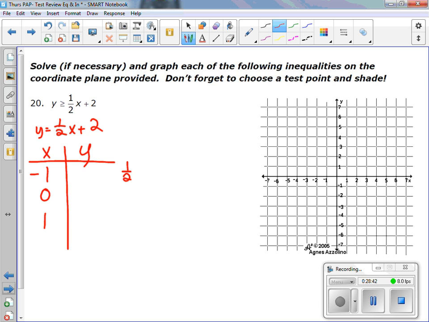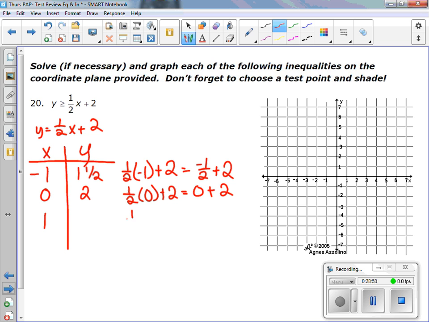So 1/2 times -1 plus 2. Well, that's -1/2 plus 2, which gives me positive 1.5. 1/2 times 0 plus 2 is 0 plus 2, which is just 2. 1/2 times 1 plus 2 is 1/2 plus 2, which is 2.5. So I'm going to plot my points. I've got -1, 1.5. I've got 0, 2. And I've got 1, 2.5.